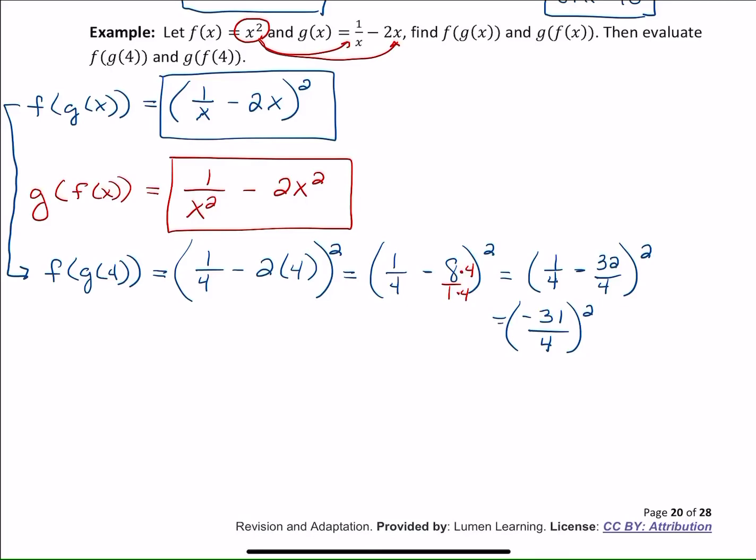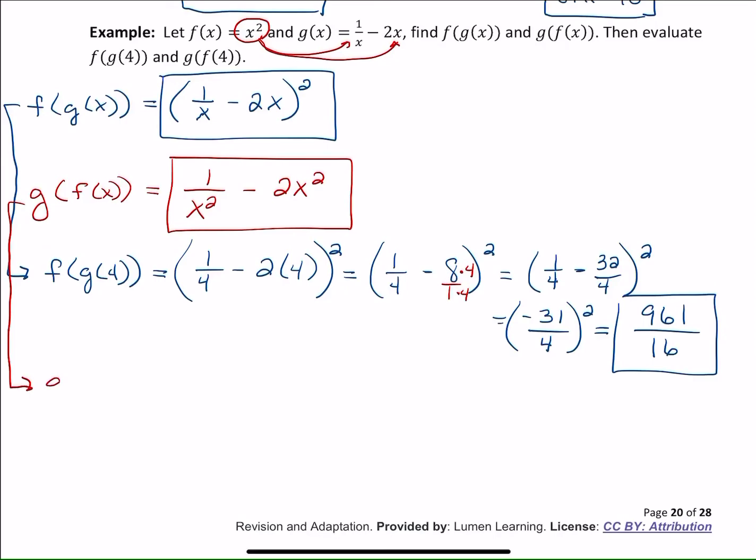If you square negative 31, careful if you put it in your calculator, you've got to put parentheses around the negative 31, because you should get back a positive 961 over 16. If you don't put parentheses around it, it's going to give you a negative back, and a negative times a negative, when you square it, gives you a positive.